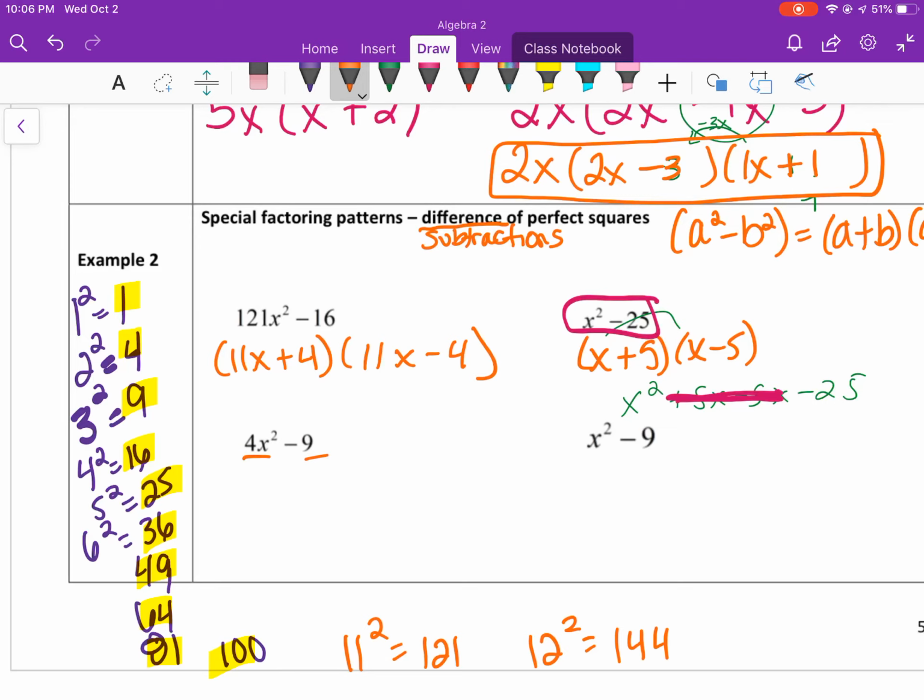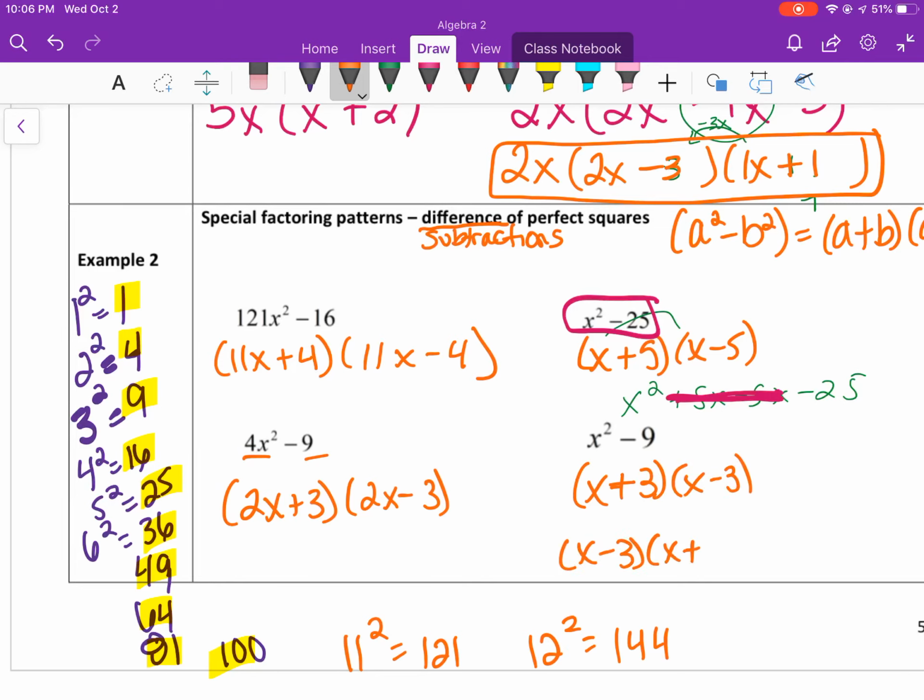Both 4 and 9 are perfect squares, so this one will factor to 2x plus 3 and 2x minus 3. And x squared minus 9 is x plus 3 and x minus 3 in any order. It could be x minus 3 and x plus 3 as well. So difference of perfect squares is a really great pattern to recognize, and it'll save you some time. If you don't see it, you can still factor it using the AC method, multiplies to AC, adds up to B, and figure it out.